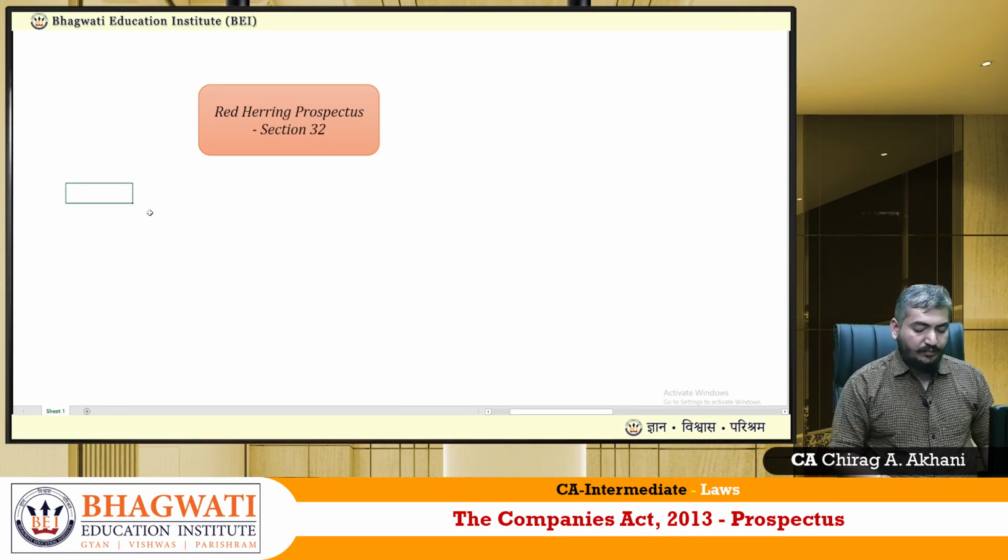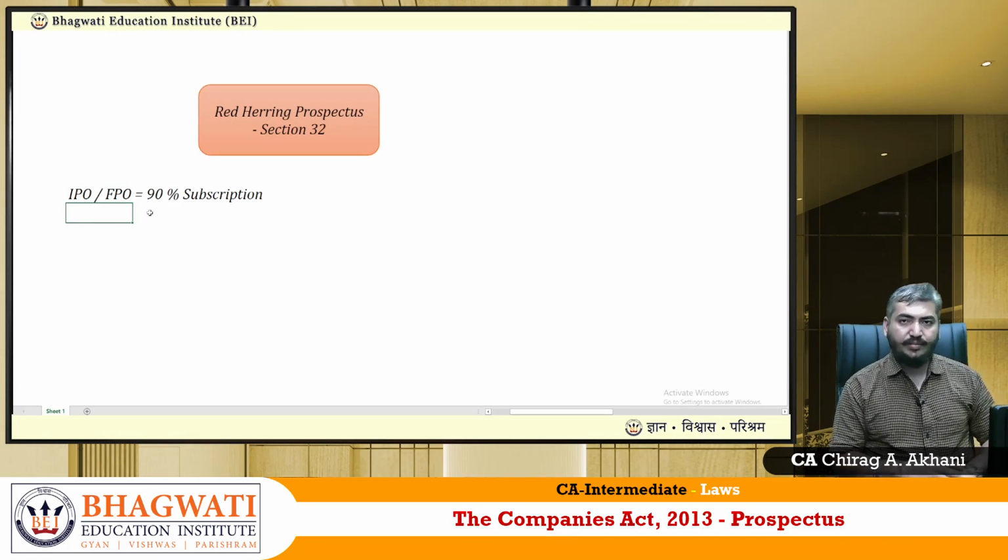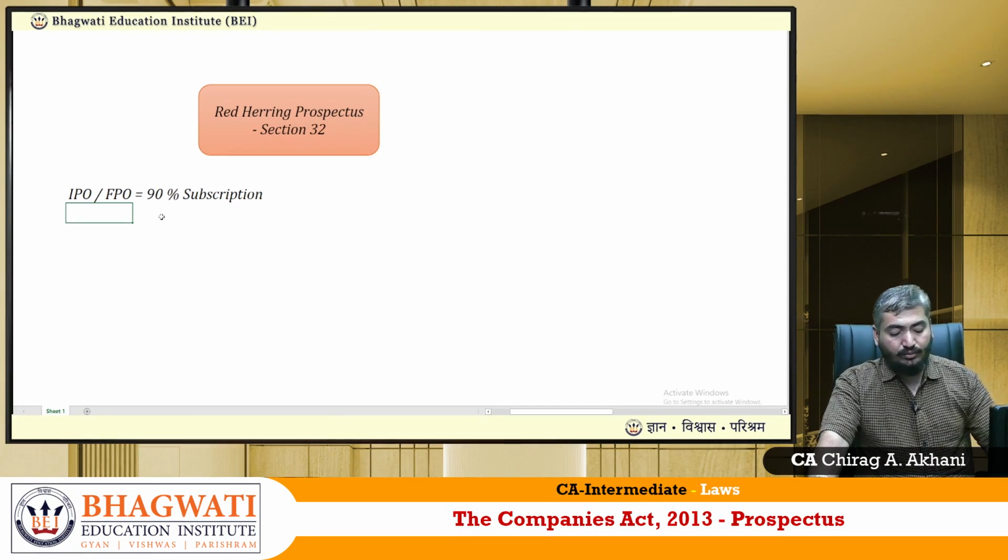Whenever a company goes for an IPO or even an FPO, according to SEBI guidelines, achieving a minimum of at least 90% subscription is mandatory, compulsory. And what if we could not achieve this 90% of subscription? Then what are the consequences? So we have to refund the entire amount back to the public from whom we received it.